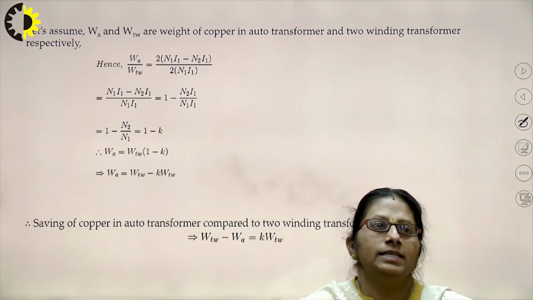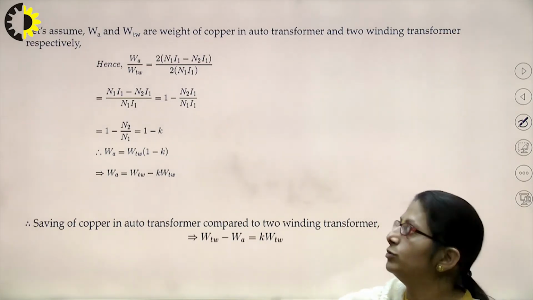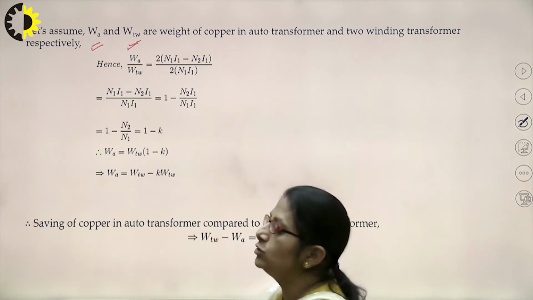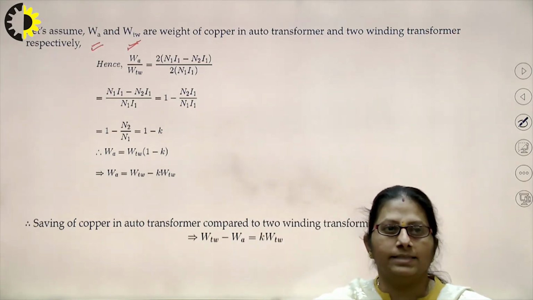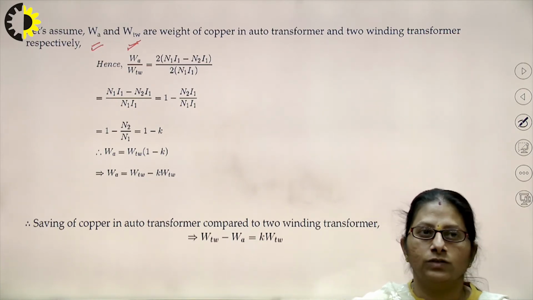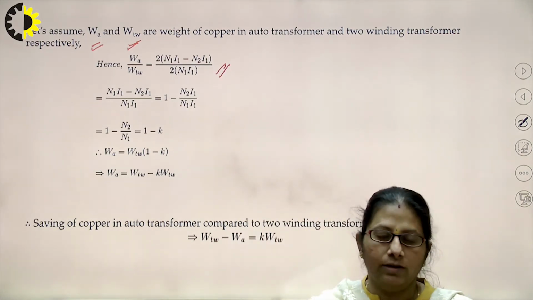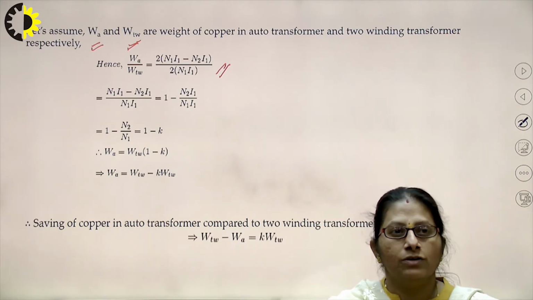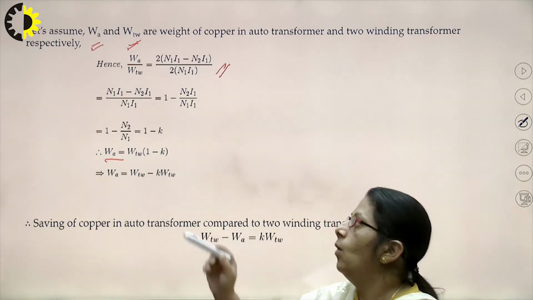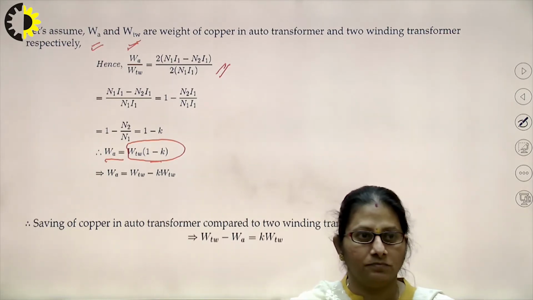Now let's assume that WA and WTW are the weight of copper in the auto transformer and the weight of copper in the 2 winding transformer respectively. Then if I take the ratio of the weight of copper in the auto transformer to the weight of copper in the 2 winding transformer, it is twice (N1 I1 minus N2 I1) upon twice N1 I1, right? Resolving it, the weight of copper in the auto transformer is 1 minus K times the weight of copper in the 2 winding transformer, right?